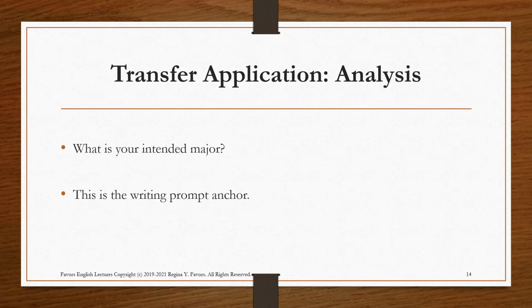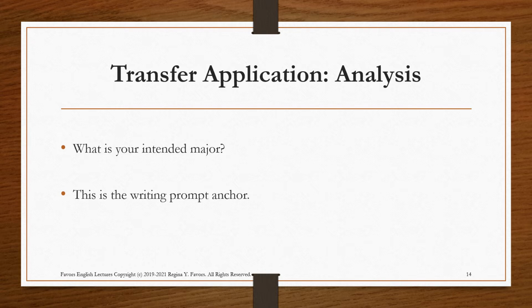What is your intended major? This is the anchor. This is not asking you what your field is in terms of your professional field yet. So if your major is accounting, it's not asking you that you want to become an accountant. That may be implied, that may be obvious, but you have to tailor the personal statement based upon the writing prompt. And so what is your intended major? My major is accounting, not accountant.